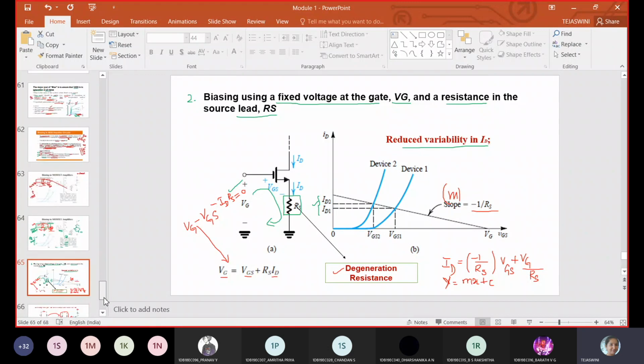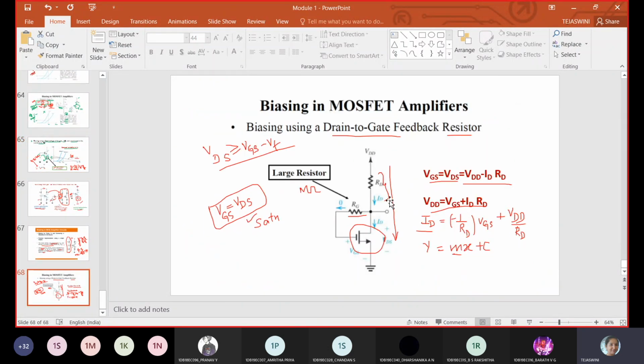So I have not included the characteristics here. Okay, fine. So now the slope will be 1 by RD. So here this RG will act as negative feedback. So it will help in maintaining the drain current constant. Is this clear with the three techniques?